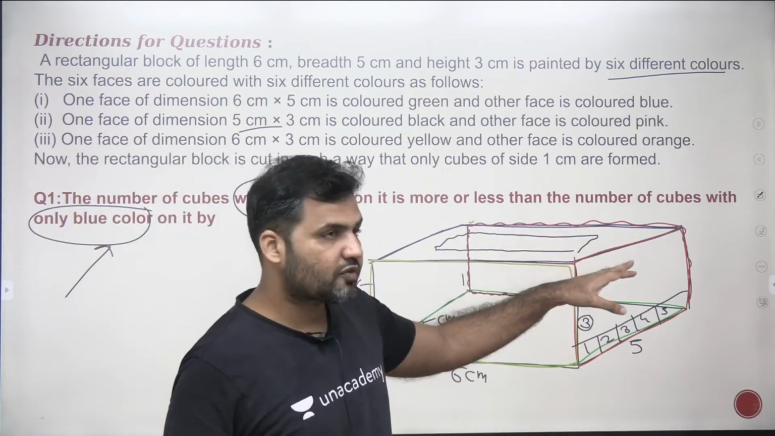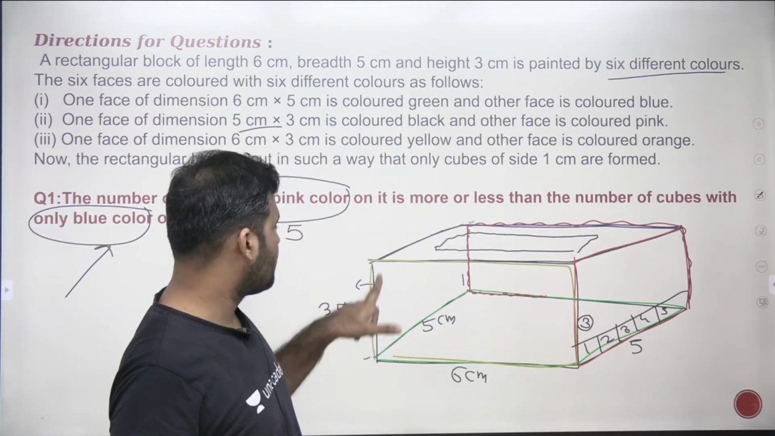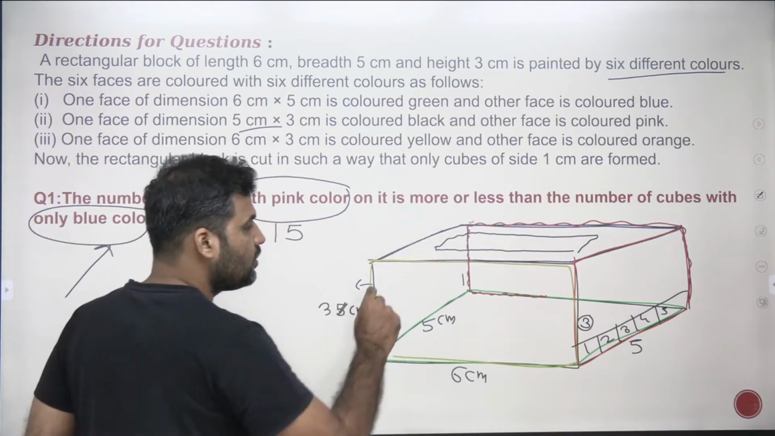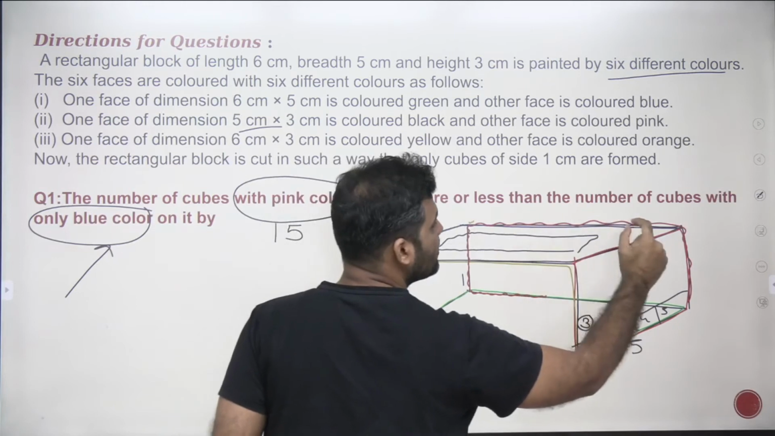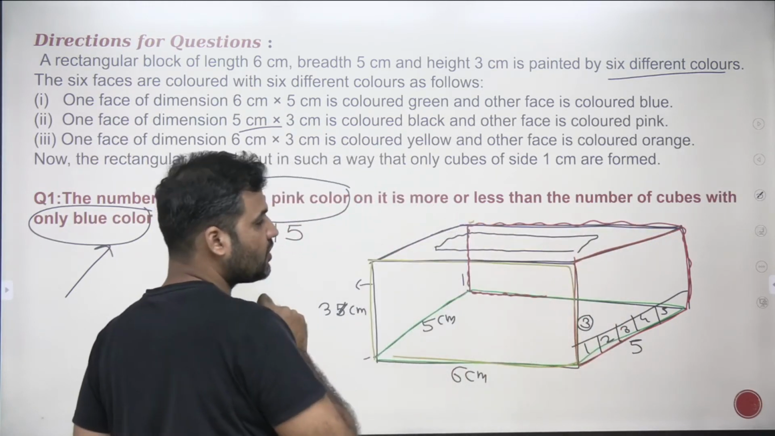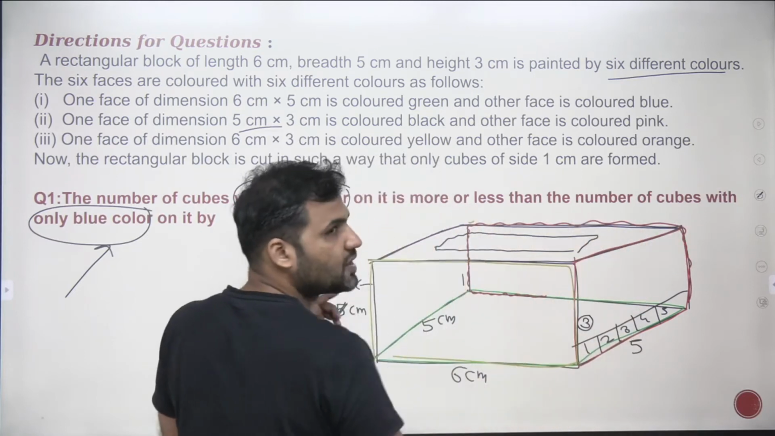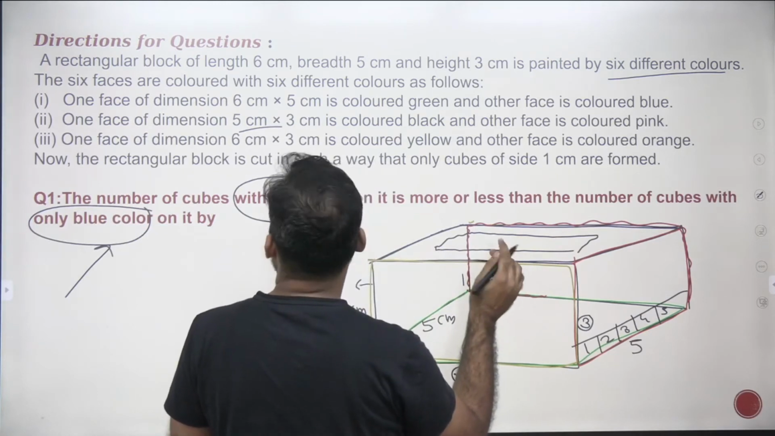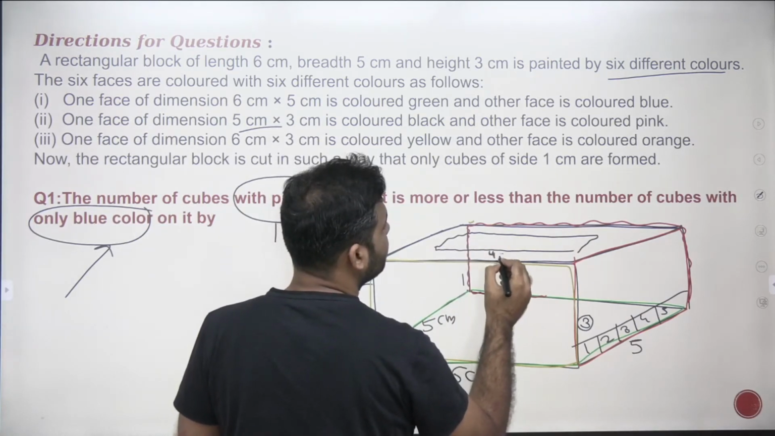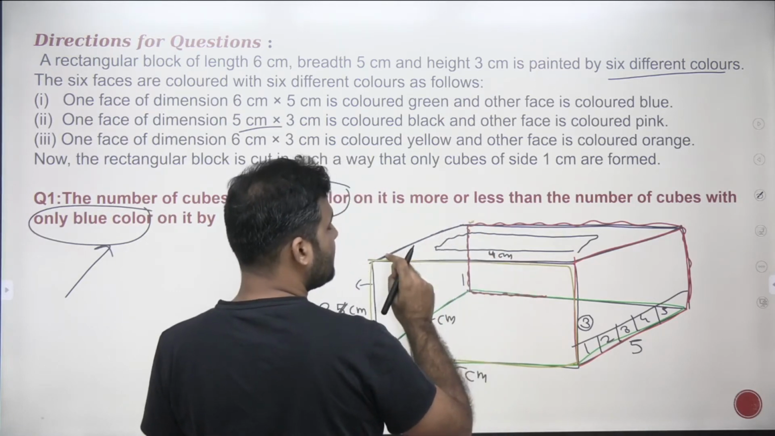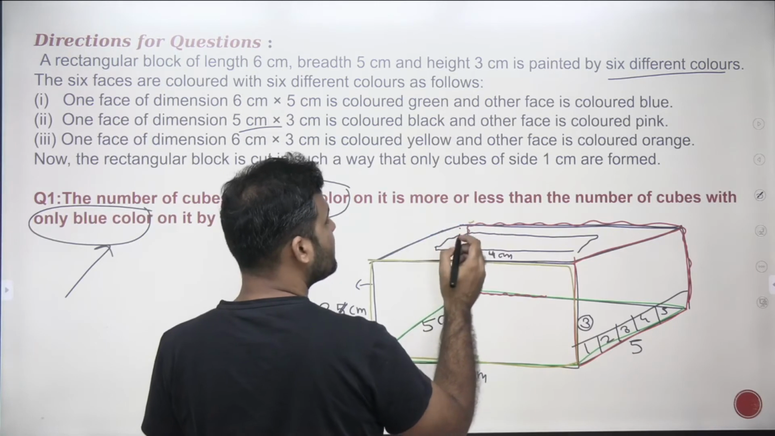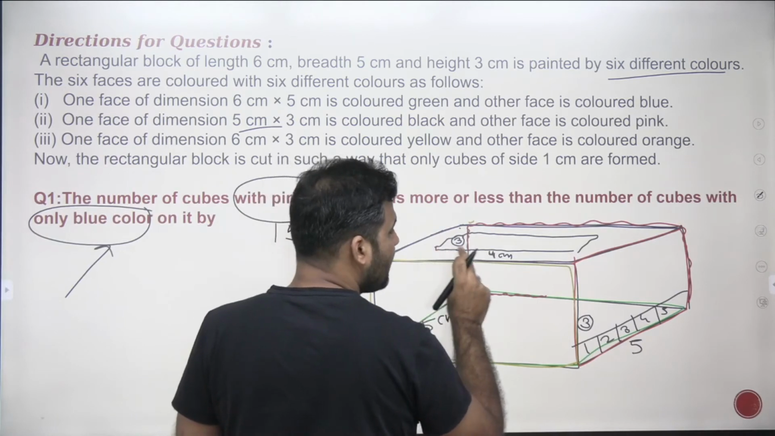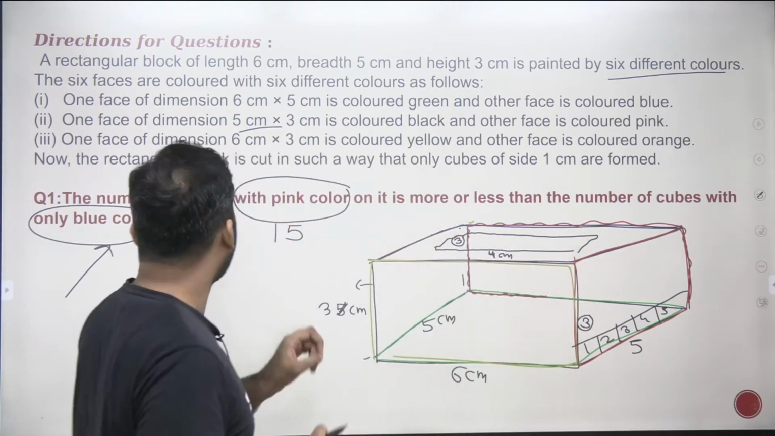The color which will be coming from this edge will be the color of the one which is on this face, right? So if I'm looking for only blue color, I need to cut 1 centimeter on this side, 1 centimeter on this side, 1 centimeter on this side, and 1 centimeter on this side. This complete face is of 6 into 5. If I cut 1 centimeter from here and 1 centimeter from here, I will have the length as 4 centimeters. And this length is 5 centimeters. If I cut 1 centimeter from here and 1 centimeter from here, I will have 3 centimeter length here. So all the cubes which will be coming from this layer of 4 into 3 will have only blue color on it.